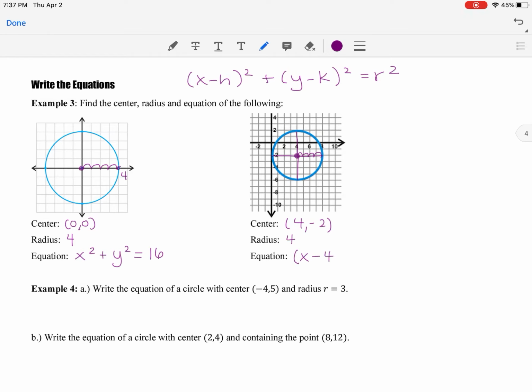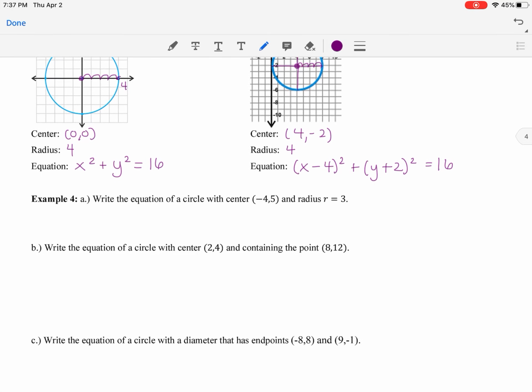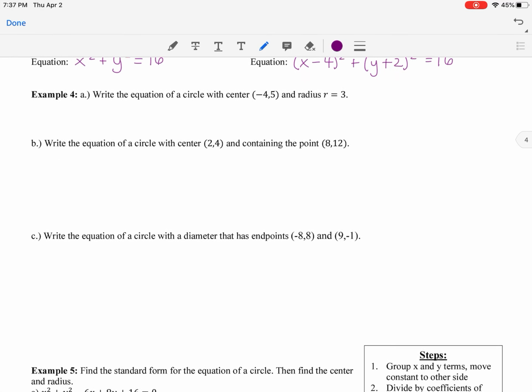Now we're plugging things in. Remember, it's x minus h. So (x minus 4) squared plus (y minus a negative 2). When you subtract a negative, that becomes the positive 2, squared, equals 4 squared, which is 16.